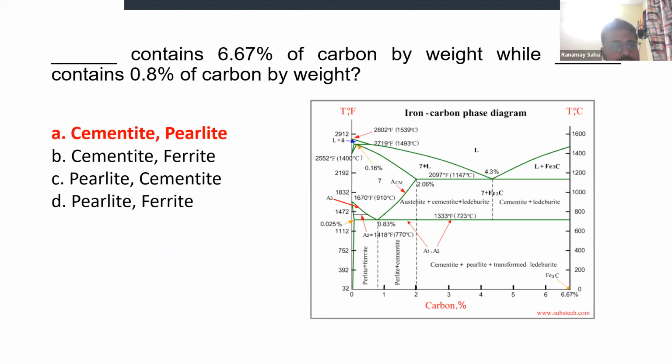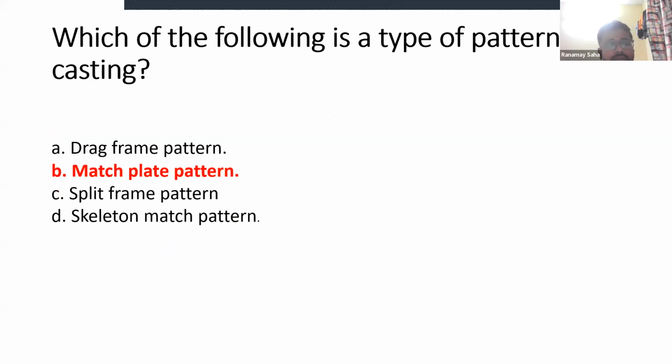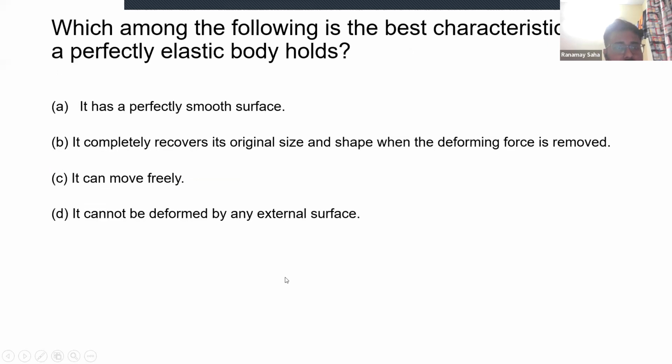Okay, so this is the question before which we stopped. Which of the following is a type of pattern? Casting is very simple, I think you all must know this. Match split pattern, of course. There is nothing called a split frame pattern. There is nothing called a drag frame pattern. There is no frame in patterning. So split piece pattern is there. Skeleton mesh pattern, no, there's nothing like that. Mesh split pattern is the correct option.